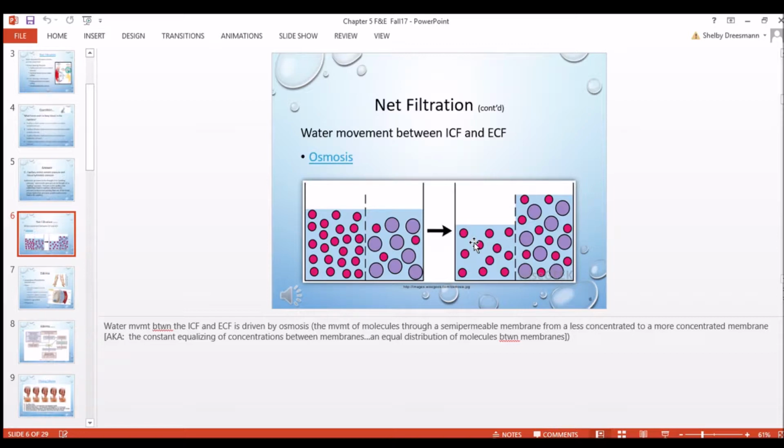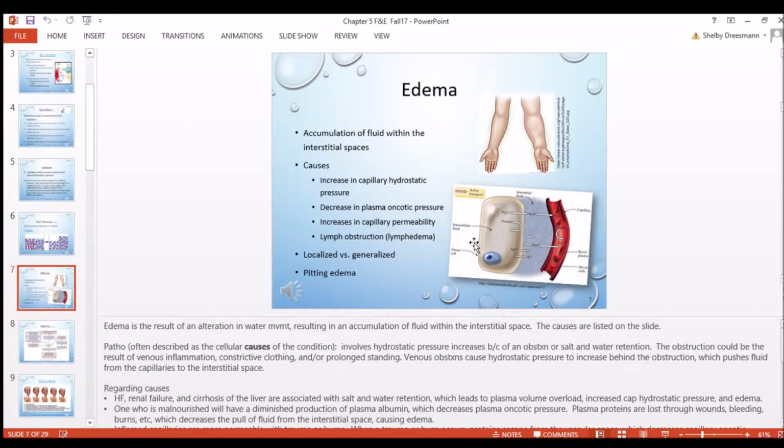Yeah, here we go. Edema. So edema is the result of accumulation of fluid within the interstitial space. It involves hydrostatic pressure that increases from the capillaries because of obstruction and water retention. So again, drawing it for you. Okay. Should not have done that many dots. Let me just undo this.